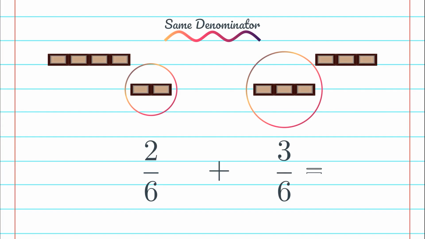After adding the numerators, we get 5 over 6. So this is how we add fractions with the same denominator. But what if we have different denominators? Let's move on to adding fractions with different denominators.